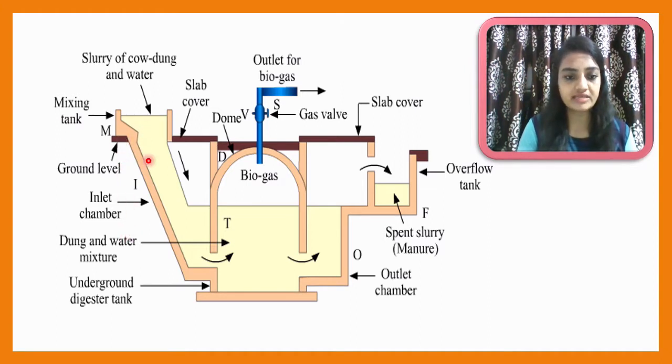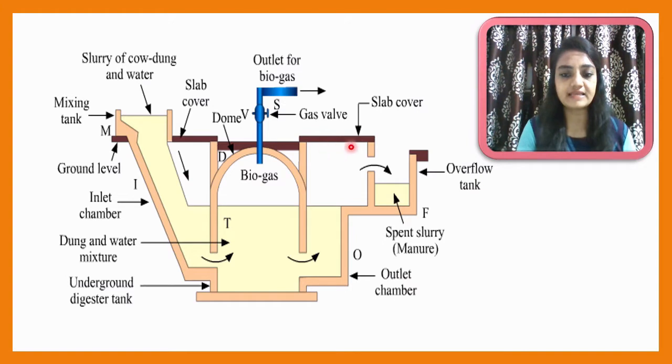And here you can see this is the inlet chamber. Then the dung and water mixture will be added here, and this is called the underground digester tank. Then the outlet chamber, this square is the outlet chamber, from where the spent slurry, which is already used up, already processed, will be removed. So this is the spent slurry mixture, and this may be used as a fertilizer. This is the overflow tank.